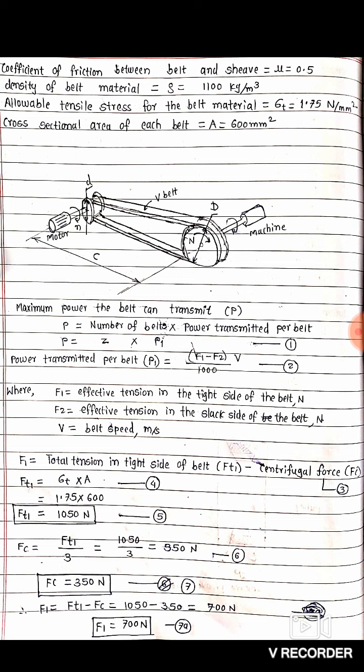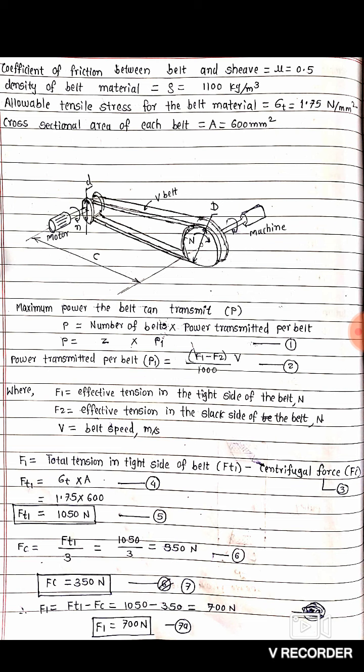But here we want FT1 and FC both values. After calculating these two values, then only we will be able to calculate F1. So for that purpose, we calculate FT1 first. And for FT1, we know the basic relation, that is stress is equal to force upon area.